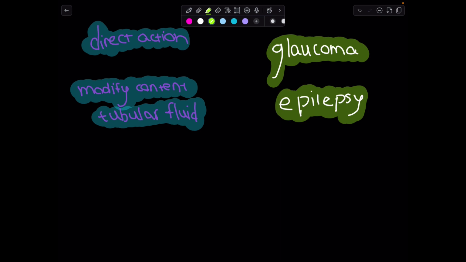What about things like glaucoma and epilepsy? Diuretics are also used in glaucoma and epilepsy, but for different reasons than fluid reduction, targeting specific physiological effects in each condition. Glaucoma: carbonic anhydrase inhibitors, like acetazolamide, are used to reduce intraocular pressure by decreasing aqueous humor production in the eye, as they inhibit carbonic anhydrase in the ciliary body.